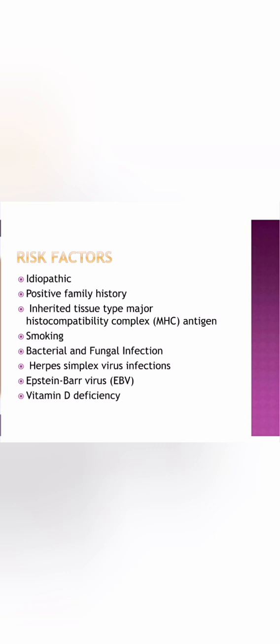And next, positive family history, inherited tissue type major histocompatibility complexes, smoking, bacterial and fungal infection, herpes simplex virus infection, Epstein-Barr virus, and certain types of vitamin D deficiency may cause rheumatoid arthritis. Sometimes autoimmunity also causes rheumatoid arthritis.